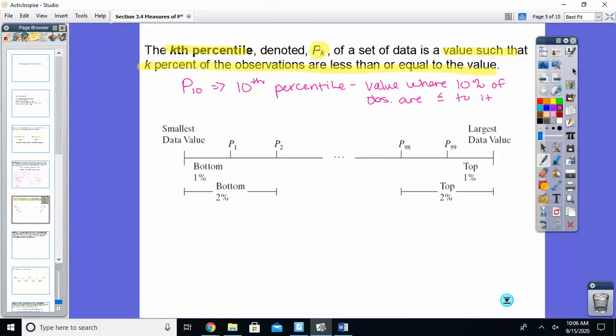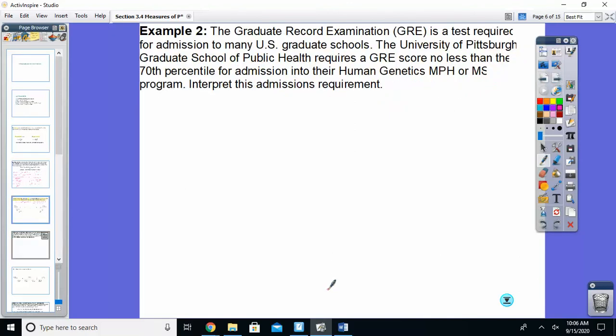So if we look at an example, we're not going to calculate anything here, I just want you to interpret it. The Graduate Record Examination, the GRE, is a test required for admission to many U.S. graduate schools. The University of Pittsburgh requires a GRE score no less than 70th percentile for admission into their human genetics program. Interpret this. So really all I'm asking you is, what does it mean when I say 70th percentile?